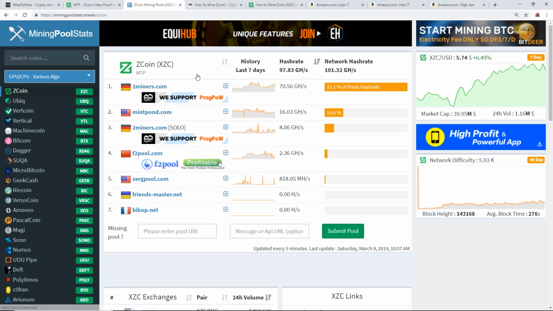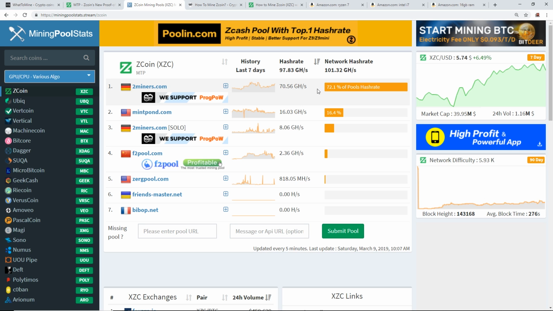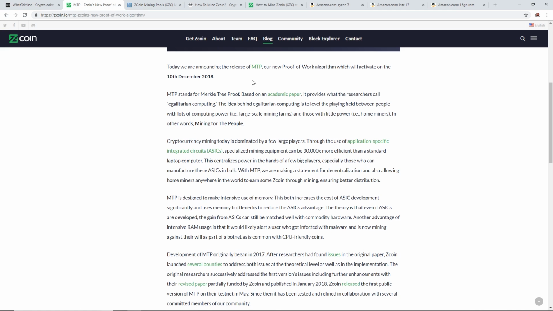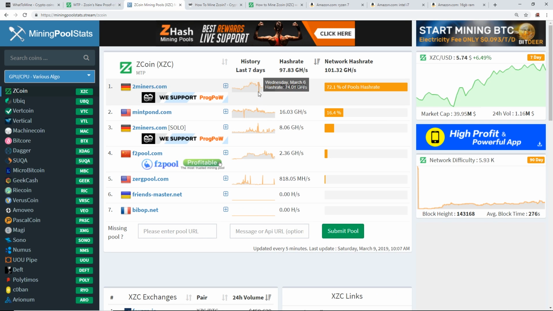This is the state of all of the Zcoin hash rate right now, and as you can see on the mining pools, twominers.com, which is based in Germany, has 72.1% of the hash rate of the Zcoin network right now. Now, if that's decentralization, I don't know what is. Joking, of course. So, take that as you will. You guys can take a look at that. They're making a statement for decentralization and allowing home miners anywhere around the world, but right now, I don't see any decentralization going on in terms of hash rate.